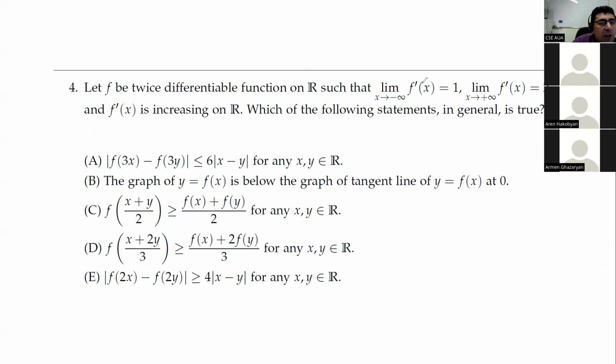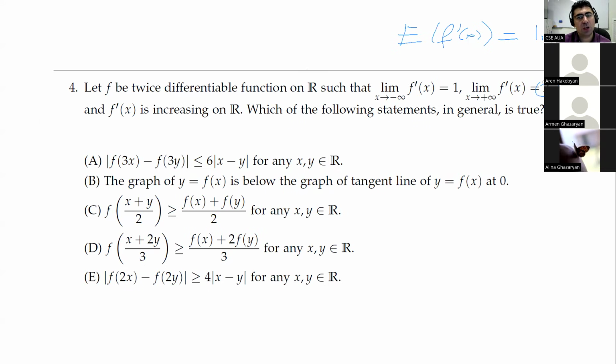Now, f prime at minus infinity is 1, at plus infinity is 2. It is increasing. Do you agree that the range of f prime is... what are the values of f prime? 1 to 2. Open or closed?